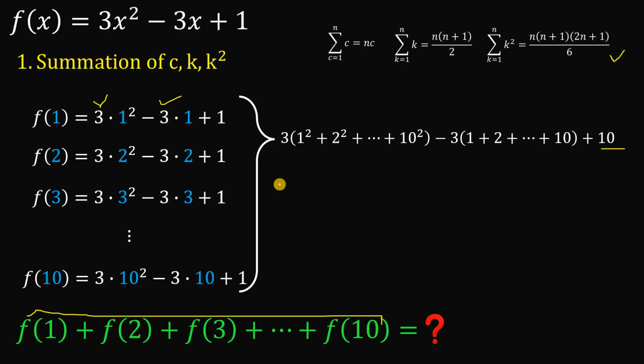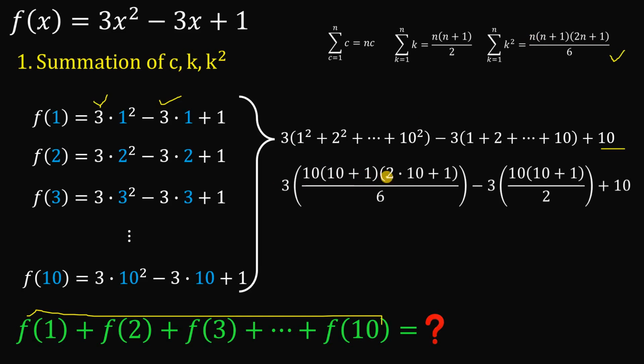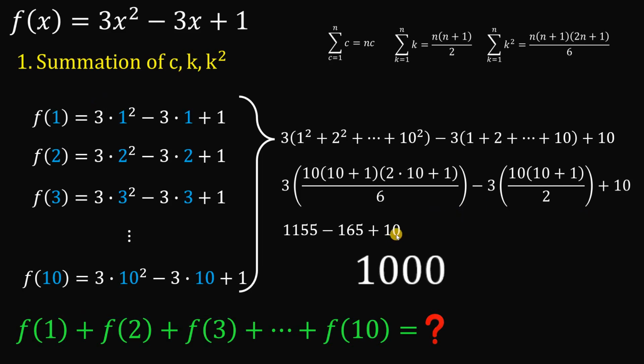So, we can replace this n with 10. So, we have 3 times 10 multiplied by 10 plus 1 multiplied by 2 times 10 plus 1 all over 6. And the sum of 1 plus 2 plus 3 up to 10 is simply equivalent to 10 multiplied by 10 plus 1 over 2. And then bring down the 3, this common factor 3 and negative 3. And if we simplify this, 3 multiplied by this factor, this is just 1,155. Then 3 times this factor, this is just 165. And then bring down 10. Now, 1,155 minus 165 plus 10 is simply equivalent to 1,000. And this is the answer to this question.